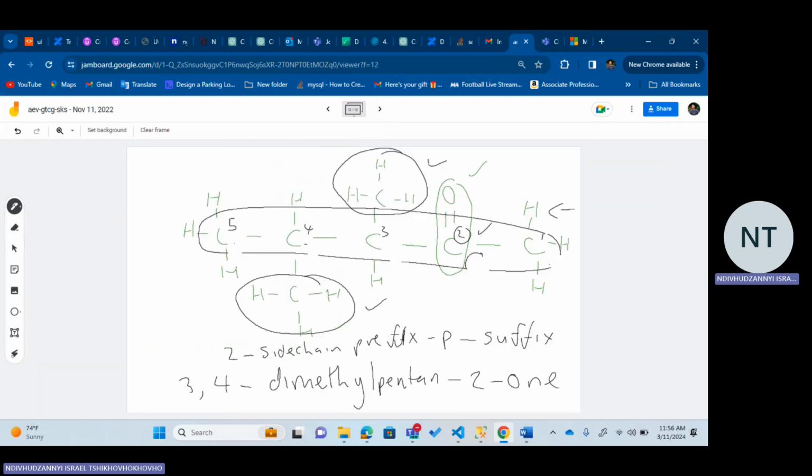So yeah, the rest we are remaining with are carboxylic acid and ester. We'll do them in a different section where we are doing organic reactions. I feel like it's better that way.